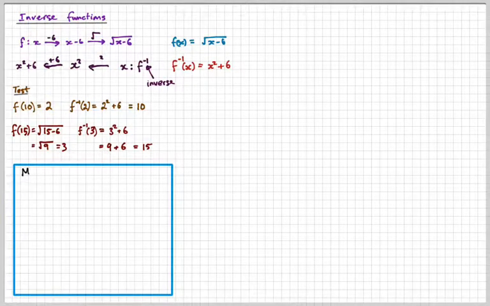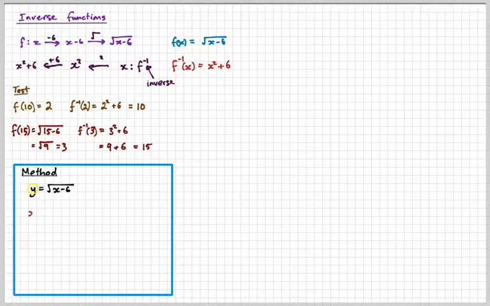Good. Now I'm going to give you a method for finding inverse functions. This was a very simple inverse function, but they can get more complicated. So this is the method we're going to use. We start with, instead of writing f of x is equal to the square root of x minus 6, we write y is equal to the square root of x minus 6. This is the first step.